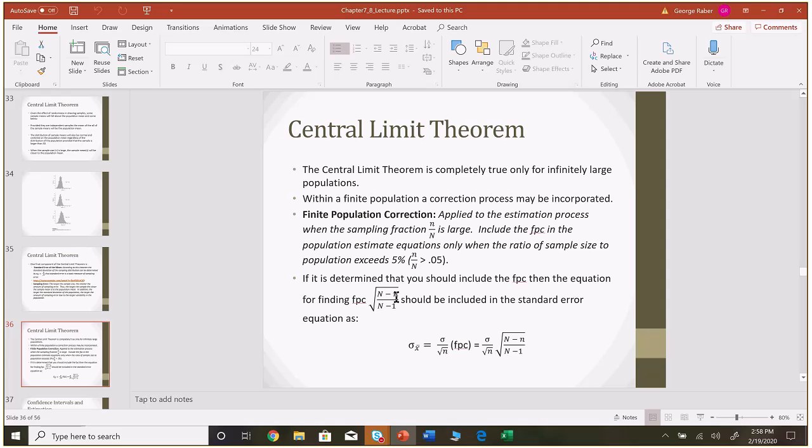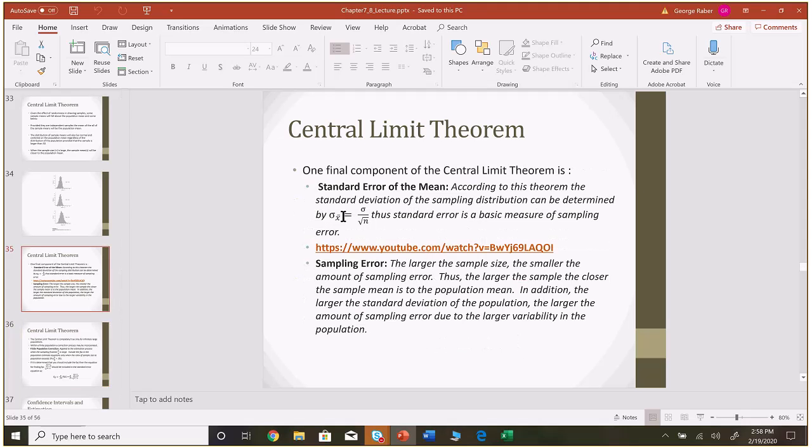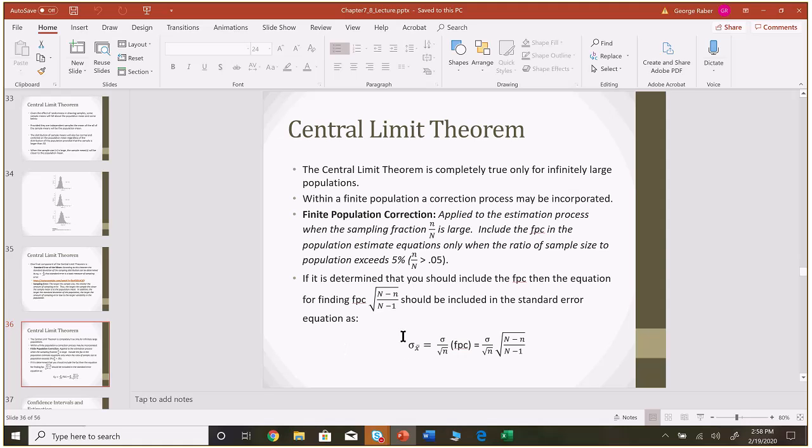So if we're trying to determine the population variance, then what we need to do is say that the variance divided by the square root of n times the finite population factor, that's what's equal to that overall value, the standard error there. So the standard error is equal to the variance divided by the square root of n times the finite population factor.